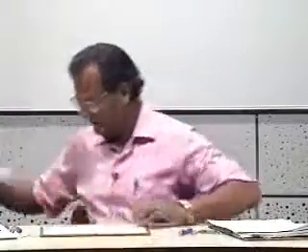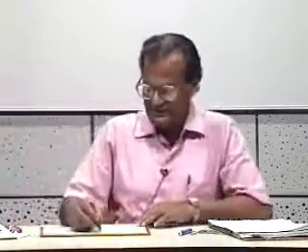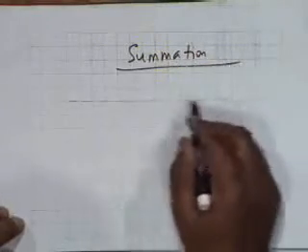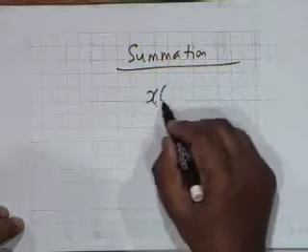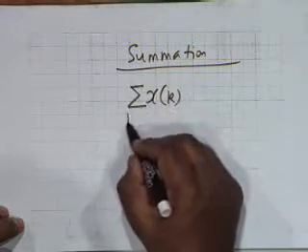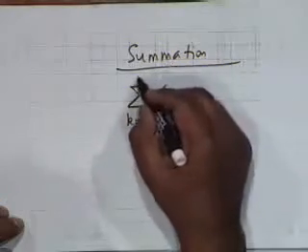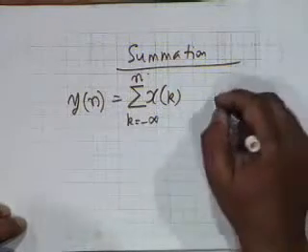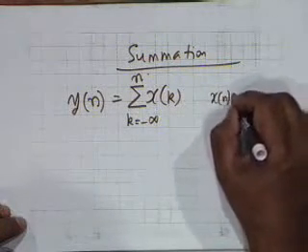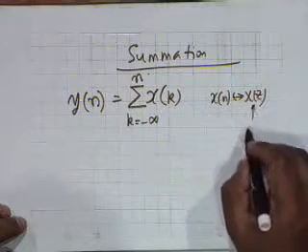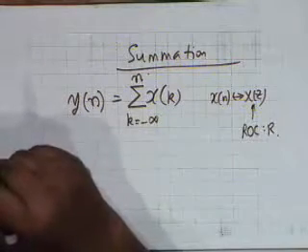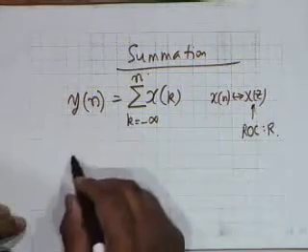Next we consider the process of summation. Summation, that is, we have a sequence x of n and we sum it up from k equal to minus infinity to n, and we produce a new sequence y of n. x of n is the pair of capital X of z with an ROC equal to R. We want to find out what capital Y of z is and what its new ROC is.